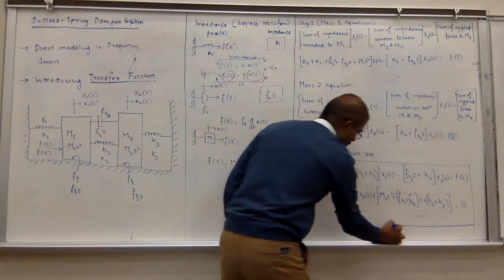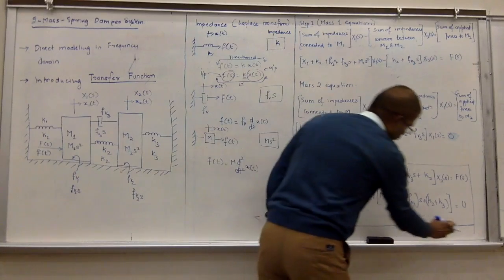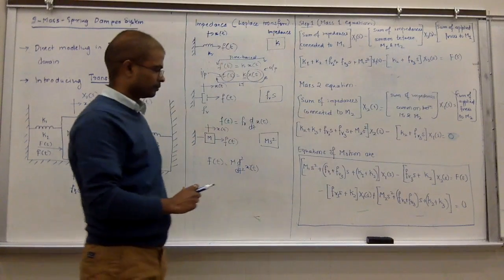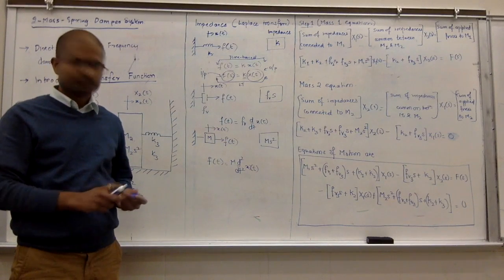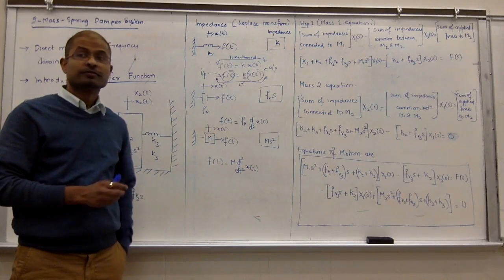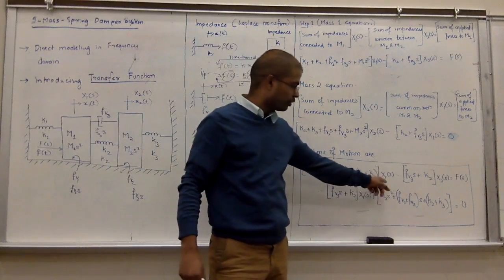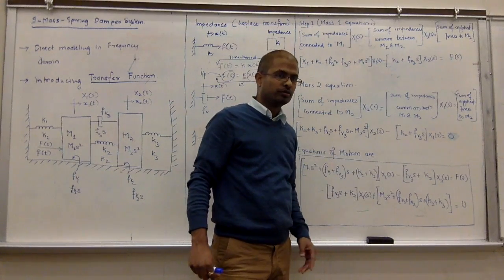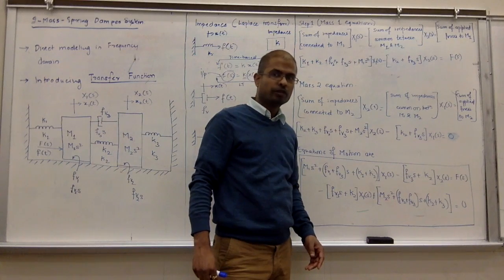What is the input here? What are the inputs? Input is f of s. What is the output? It's either x1 of s or it could be x2 of s. There are two outputs here. They are not necessarily the same. Got it?